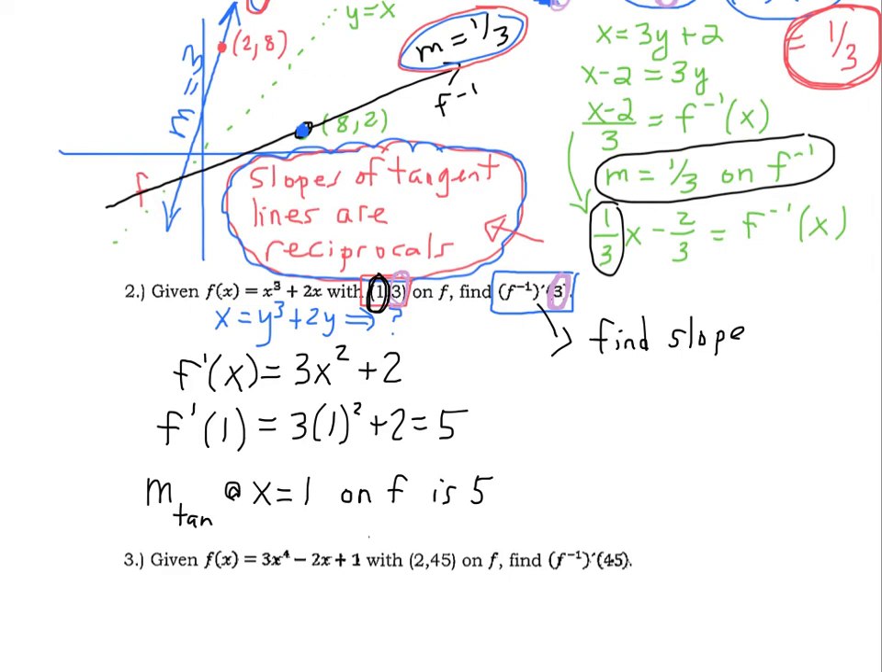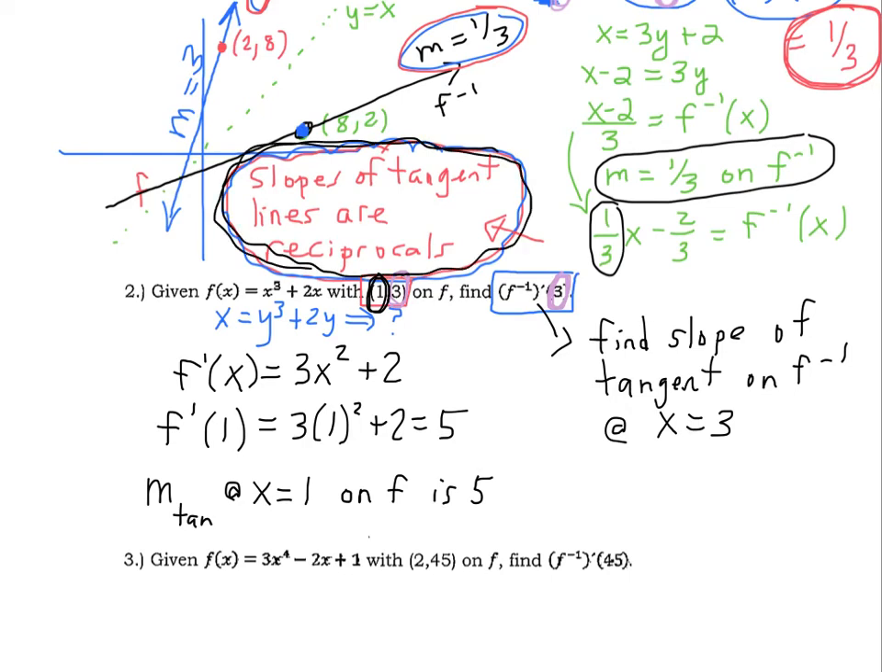What this is asking for is to find the slope of the tangent on f inverse at x equals 3. Well, because if (1, 3) is on f, we know that (3, 1) is going to be on f inverse, just like we saw with the (2, 8) and the (8, 2) up above. Because that is the case, we know that the slopes of the tangent lines are going to be reciprocals. So our answer here, the reciprocal of 5, would be 1 over 5. Again, we're not doing an opposite reciprocal. You just flip it. Keep the sign the same.